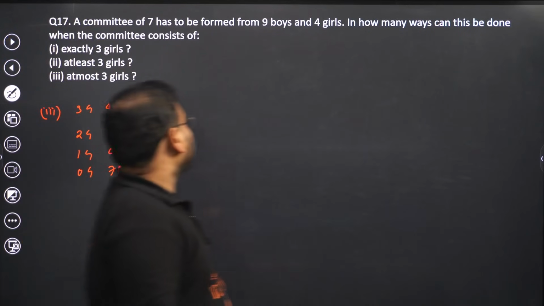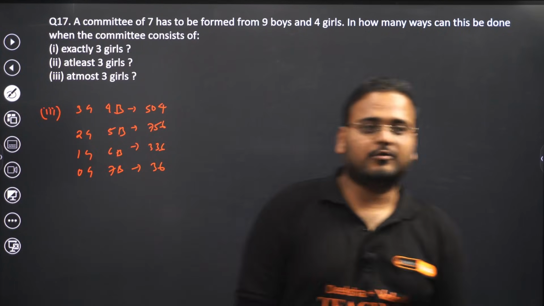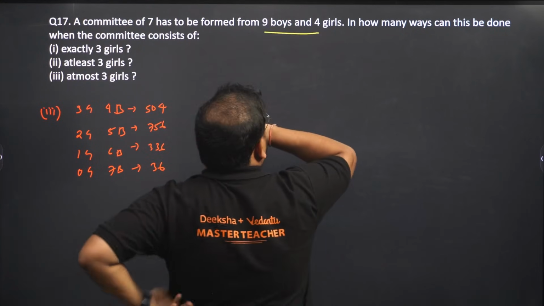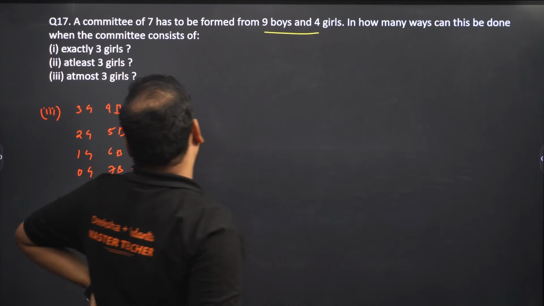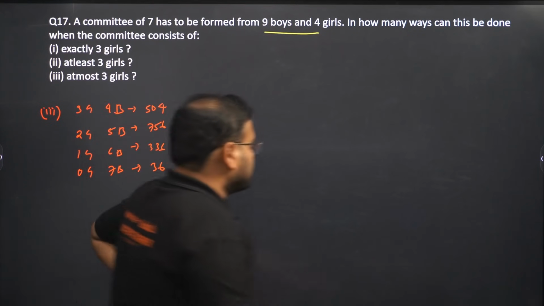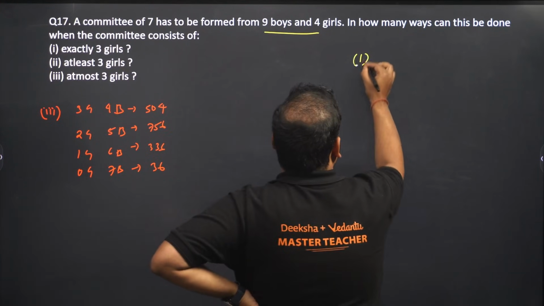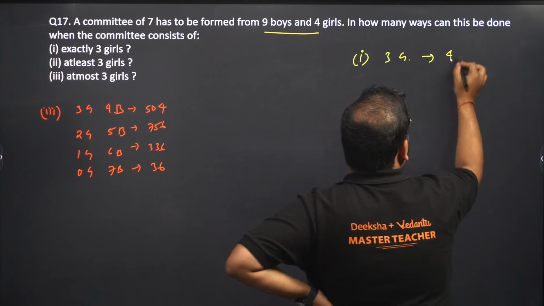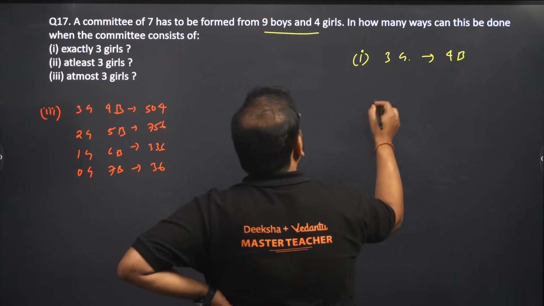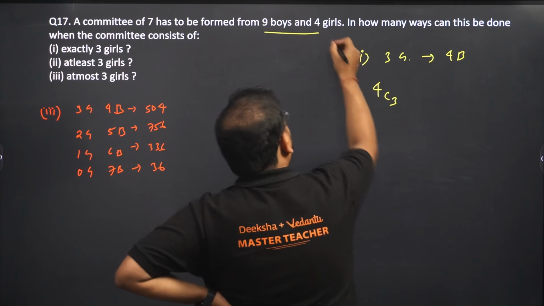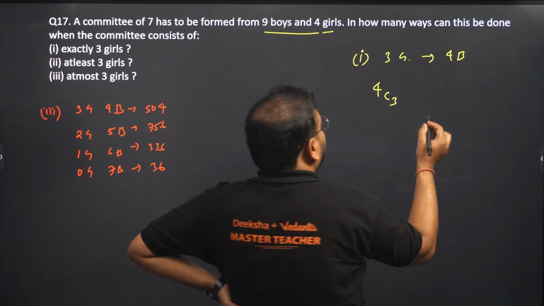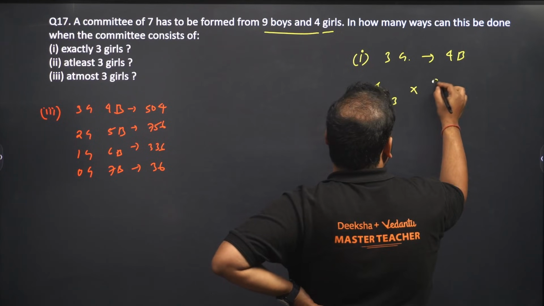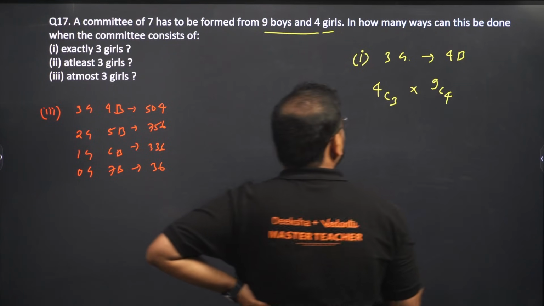Question 17. A committee of 7 has to be formed from 9 boys and 4 girls. How many ways can this be done when the committee consists of exactly 3 girls? Exactly 3 girls means the remaining will be what? 4 boys. So how are you going to pick this out? 4C3 means out of 4 girls you pick 3 girls, and into that you pick 4 boys out of 9, so 9C4.